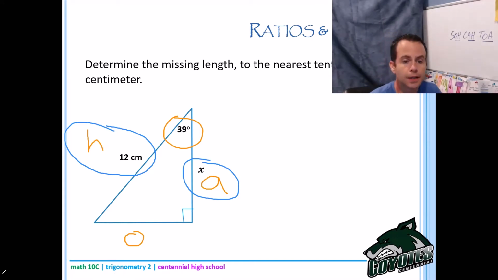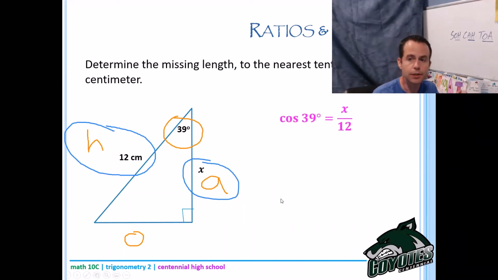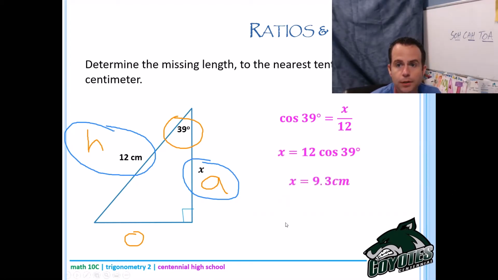So I set myself up the exact same way. I'm going to say cosine of 39 degrees equals adjacent over hypotenuse. Adjacent is x, hypotenuse is 12. This one's the easier version because we just have to get rid of a division of 12 in order to isolate for x. So x will equal 12 times the cos of 39, and then that is 9.3 centimeters.